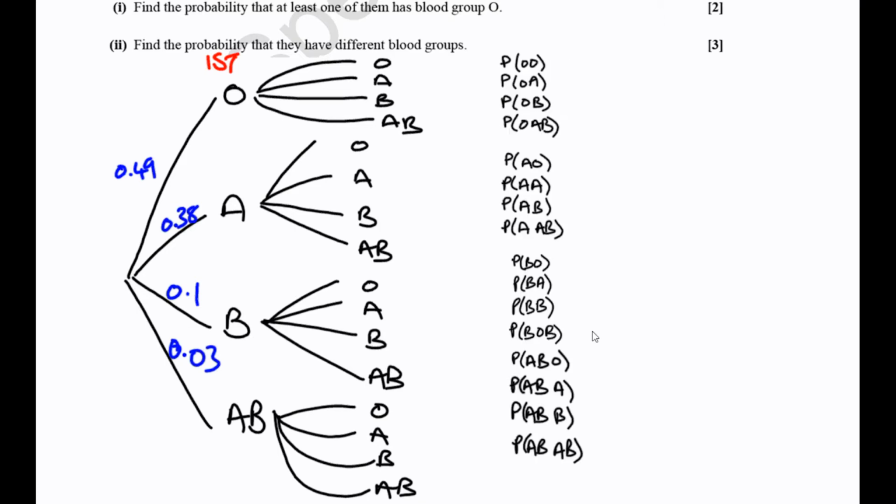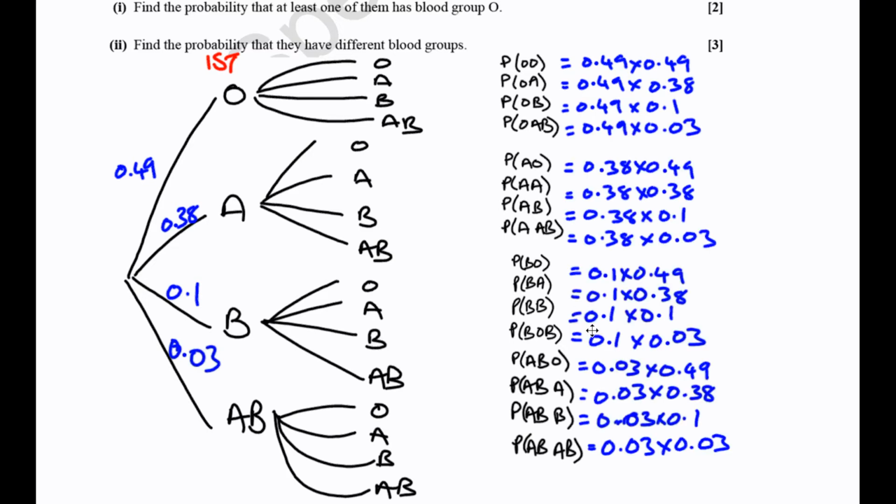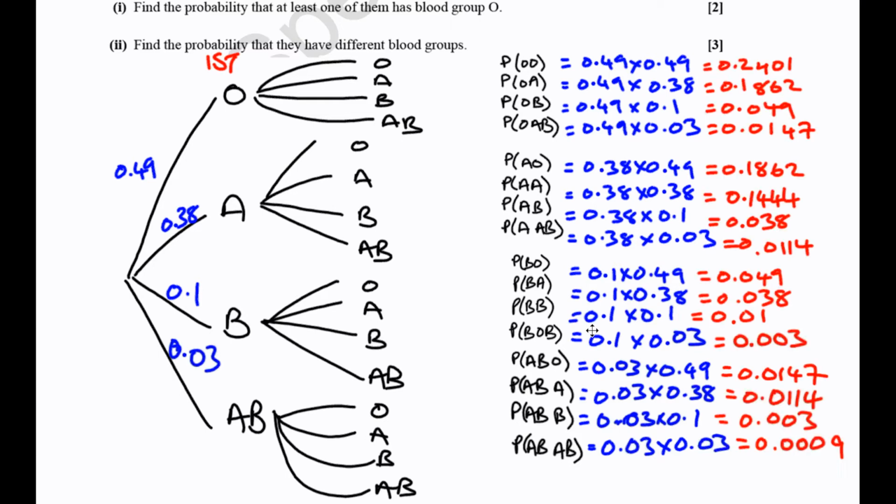Okay, these are all the possible outcomes, and here we have them with all the calculations, and here are all the final probabilities. It looks like a lot. Here's all the possible things that could have happened, and I can answer any question about the probabilities by making reference to these. So find the probability that at least one of them is in blood group O.